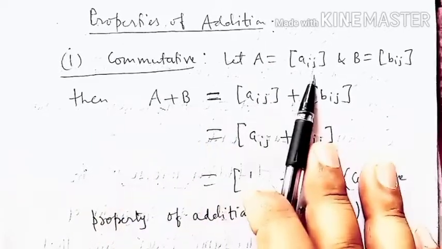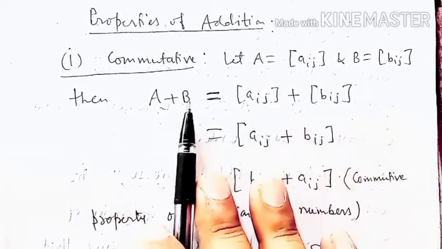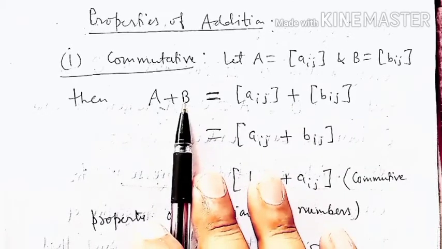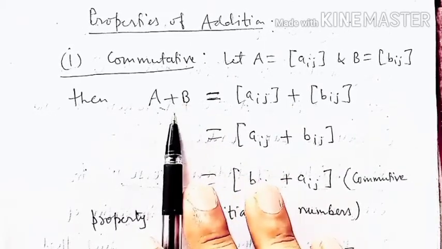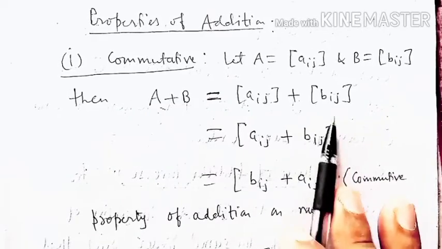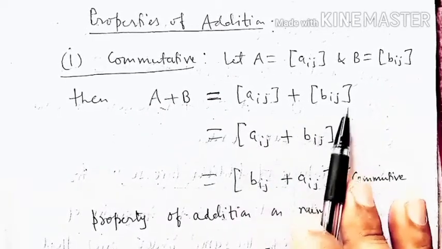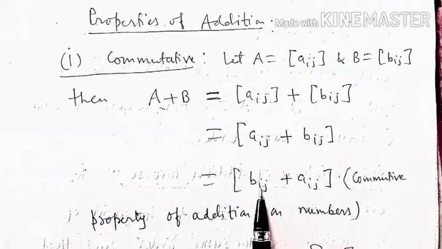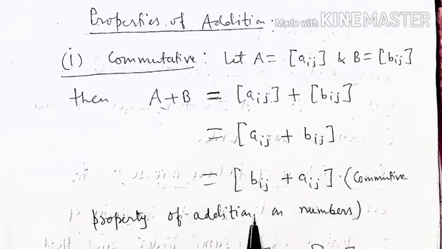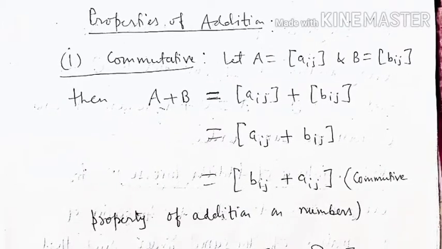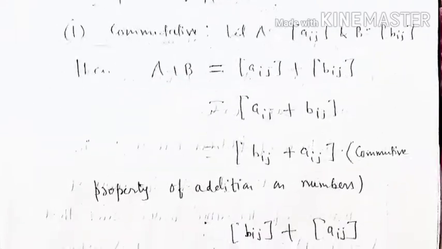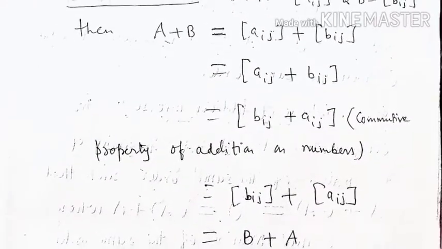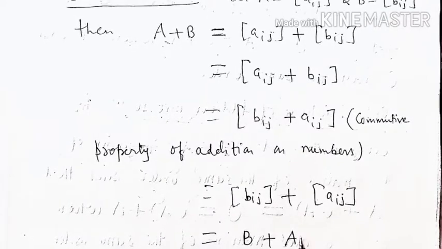Let A = [aij] and B = [bij] be two matrices. Then we can write A plus B as aij plus bij. After addition, we have aij plus bij. It can be written as bij plus aij because the commutative property of addition of numbers holds. So we have B plus A here.